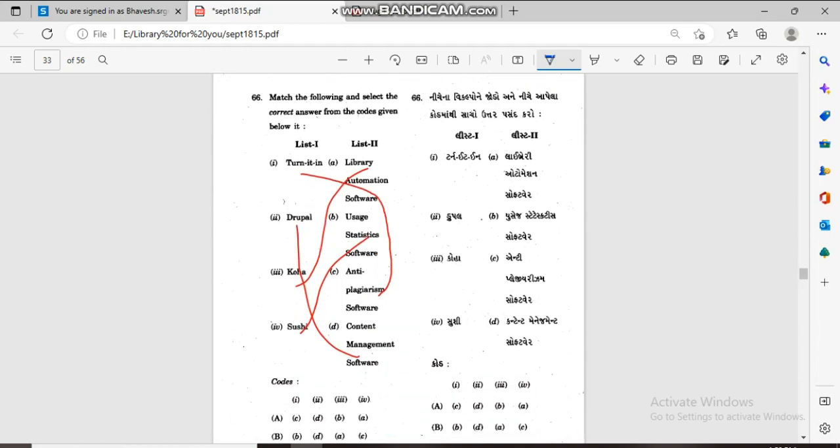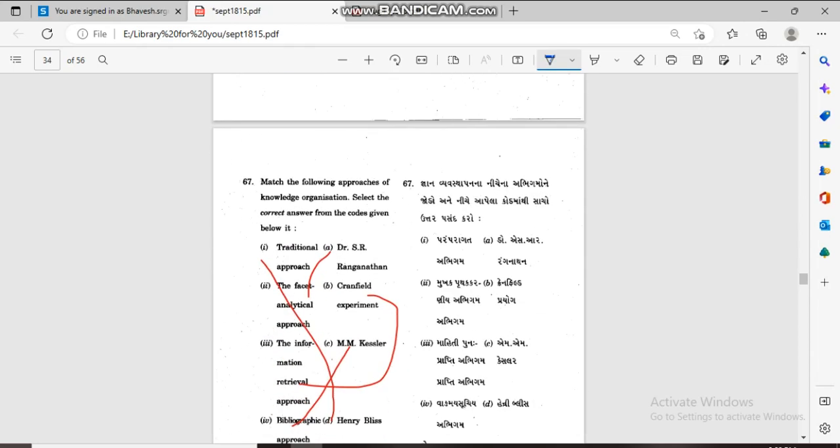Match the following. Turnitin is the anti-plagiarism software. Drupal is the content management software. Koha is library automation software. SUSHI is usage statistics software.